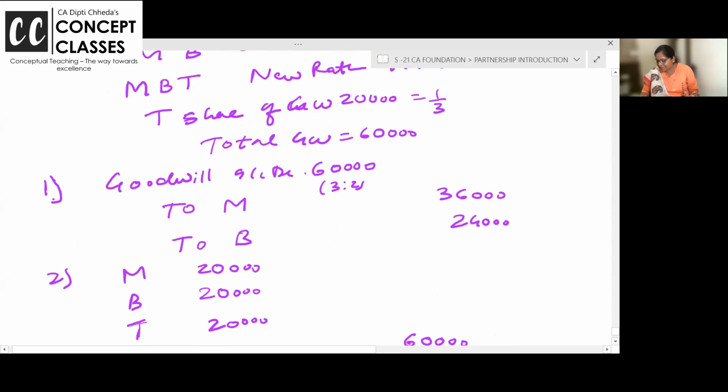Now, the third case is tricky and asked many times. What is the first case? Say it first without sharing the screen. Incoming partner is bringing cash for premium for goodwill. What is the second case? Incoming partner is not bringing goodwill. Raise the total goodwill in old ratio, write off. Is this clear or not?